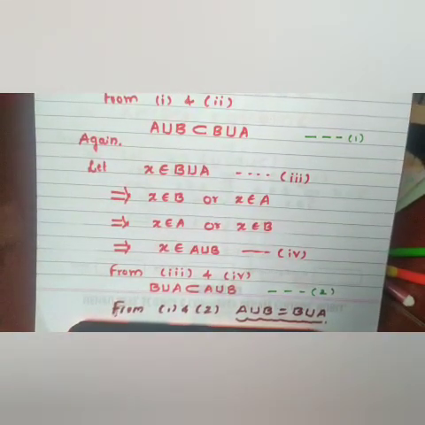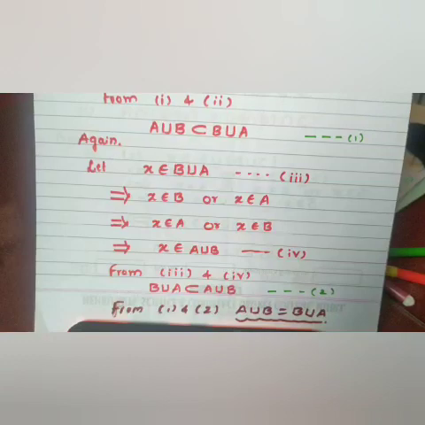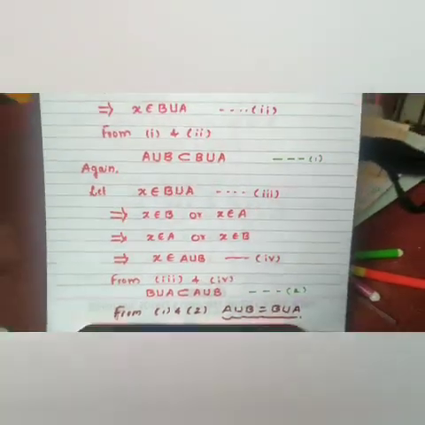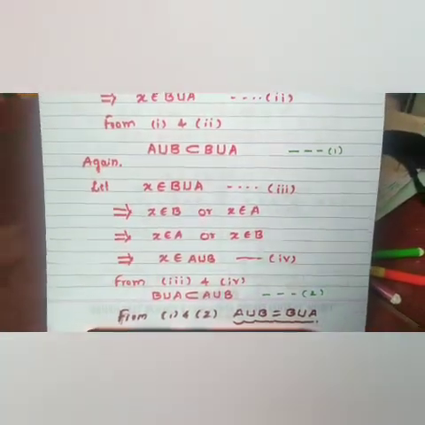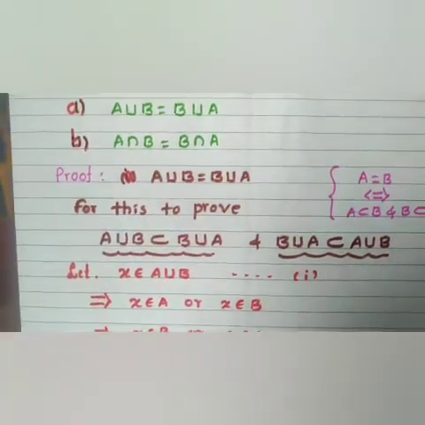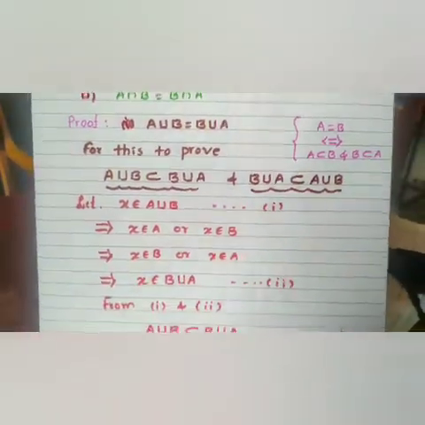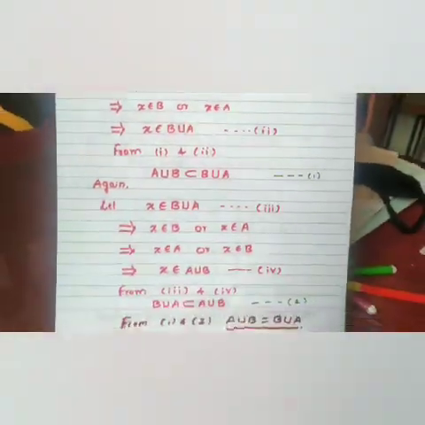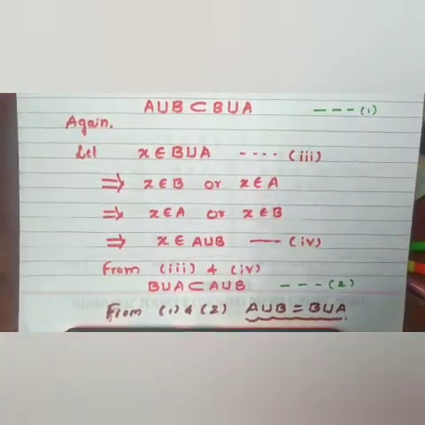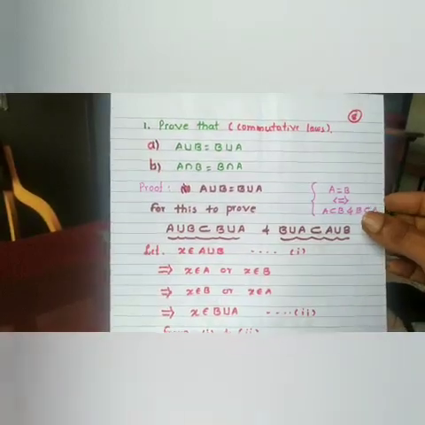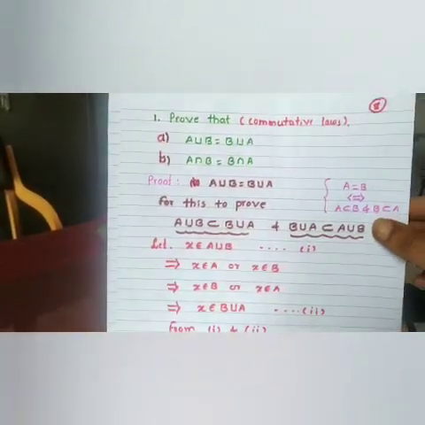What to get from 1 and 2? LHS is a subset of RHS from 1, RHS is a subset of LHS from 2. From 1 and 2, it is very clear that A union B equals B union A. The proof of this one, A union B equal to B union A, we can take in detail: LHS is a subset of RHS as part 1, RHS is a subset of LHS is part 2, and combining, we get the main result. For the next proof, A intersection B is equal to B intersection A, we can follow the simpler method.